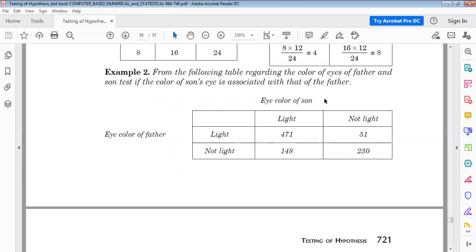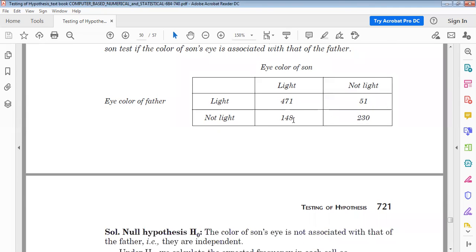Now from the following table regarding the color of eyes of fathers and sons, test if the color of the son's eye is associated with that of the father. That means we have to test the color of eye of father and son. Okay, this is the eye color of son and this is the eye color of father. Light 471, not light 51, not light 148, and not light in this case 230. Okay, now I'll test. This is actually 2 cross 2.